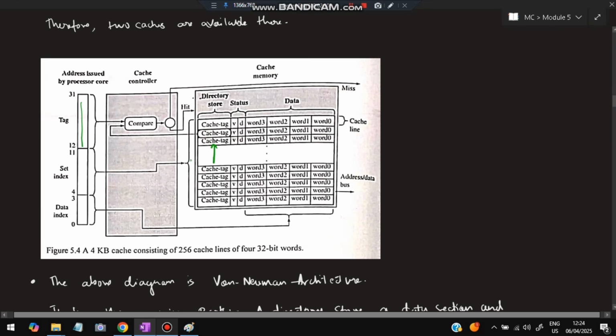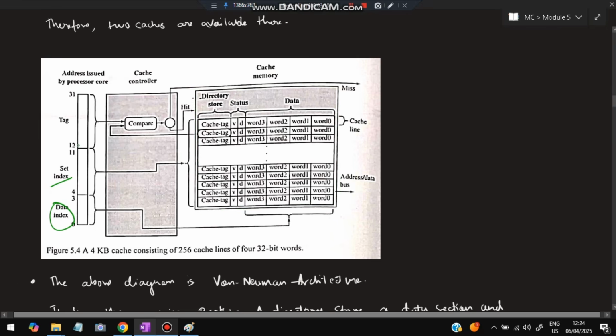Then next I have to identify which cache page it is. This is the page. Like that, many pages will be there. This page address will be put in the set index. There will be many pages like this. As you can see, this is one page. Like that, there will be many pages, and I have to choose which page I am talking about. So that will be there.